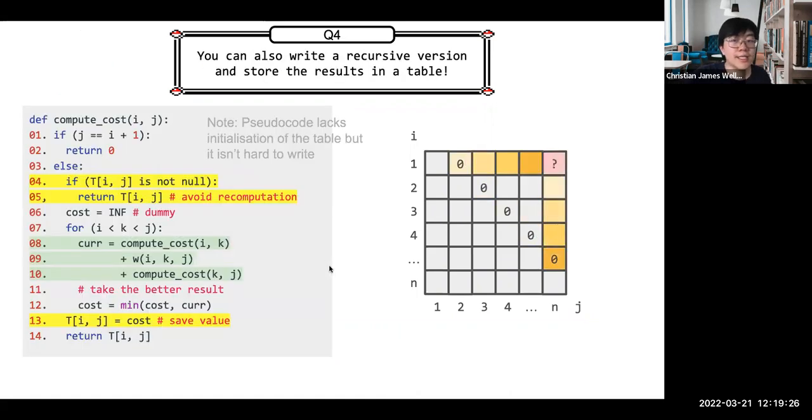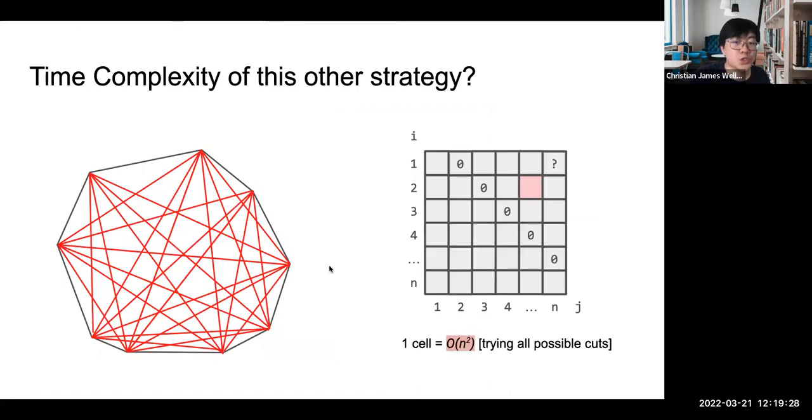But in the other alternative, for one cell, the strategy to find the best answer for a particular polygon, remember, one cell computes the best answer for this polygon. And how you do it is by trying all the possible cuts, and there are n squared of such possible cuts.